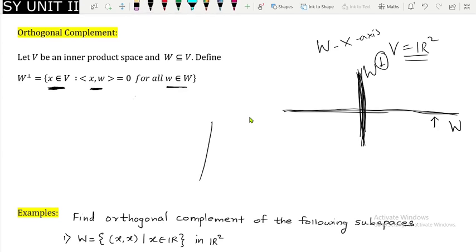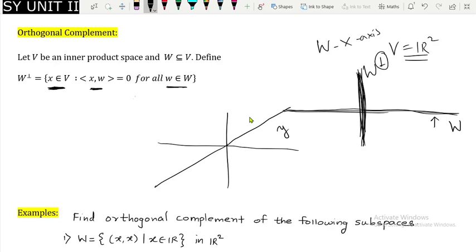Geometrically I have already told you the meaning. If my W is the y-axis, then what will be our W perp? It will be the x-axis, that is understood. Now if this is my W, that is the line y is equal to x, then what will be our W perp? W perp is going to be the line y is equal to minus x, exactly perpendicular, as you can see. This is my W perp.